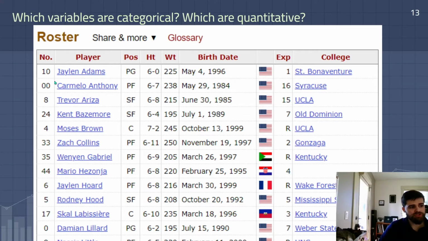Another strange one is jersey number. So Carmelo wears the number 00, which is a number but doesn't really have a quantitative value. It wouldn't make sense to find the average jersey number of a basketball player or a basketball team. So although this is a number, that would be a categorical variable, or maybe just an ID number. That one's a little strange.